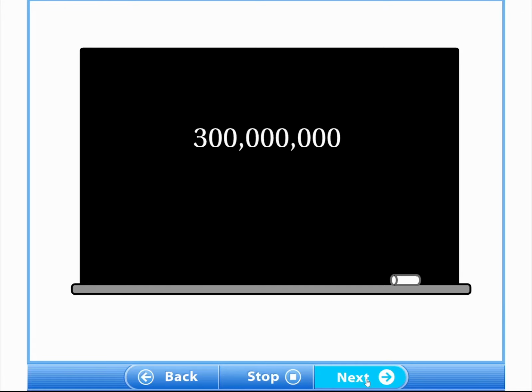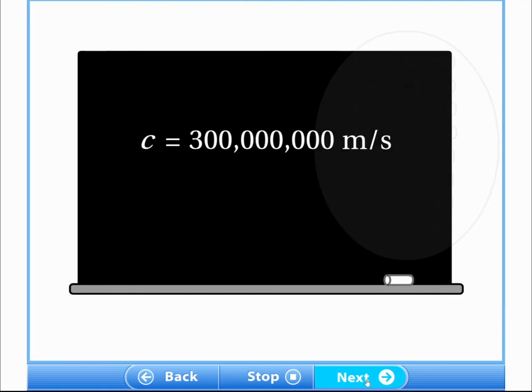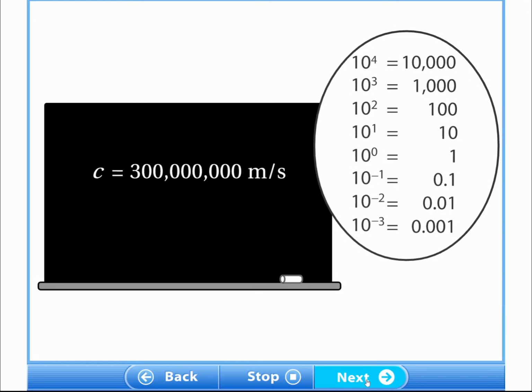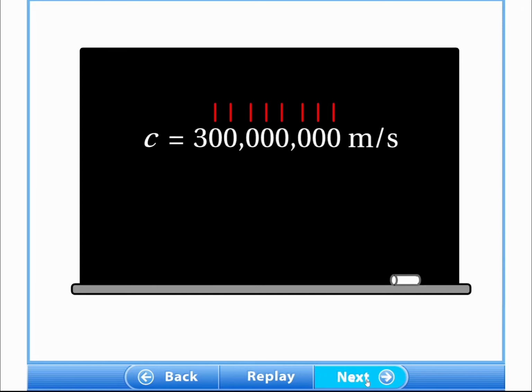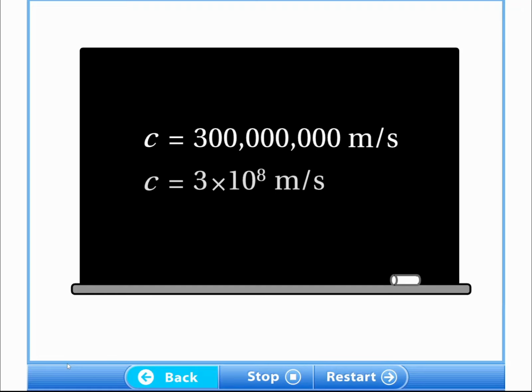Scientists sometimes need to express measurements using numbers that are very large or very small. For example, the speed of light through space is about 300 million meters per second. 8 zeros is a lot of zeros to keep track of when performing a calculation. You can express values as a number multiplied by a power of 10. This is called scientific notation. There are 8 decimal places to the right of the 3 in 300 million. So using scientific notation, the speed of light through space is written as 3 times 10 to the 8th meters per second.